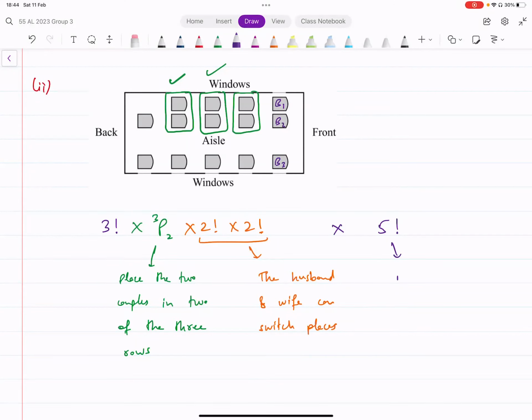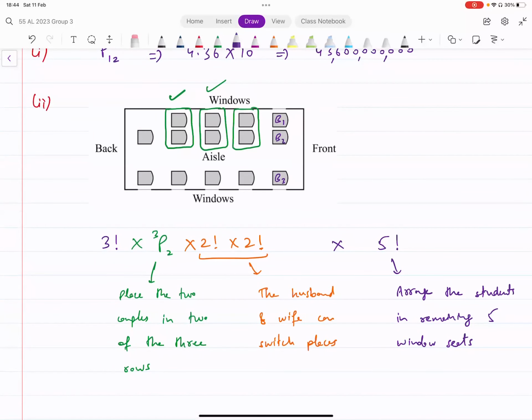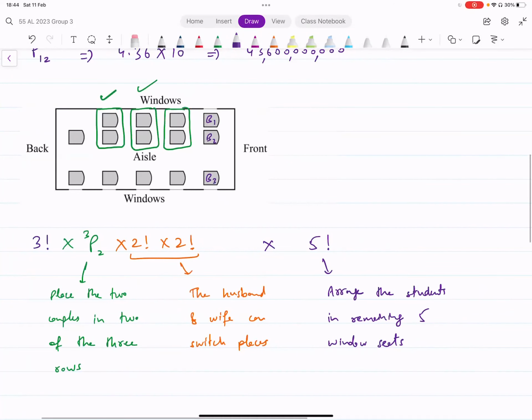This is for arranging the students in the remaining 5 window seats. Okay, those window seats सब occupy हो गई हैं, उन couples ने occupy कर ली. All right, so बस सिर्फ ये रह गया. Now you just multiply all of them, and that is going to give you the final result. Does this make sense?